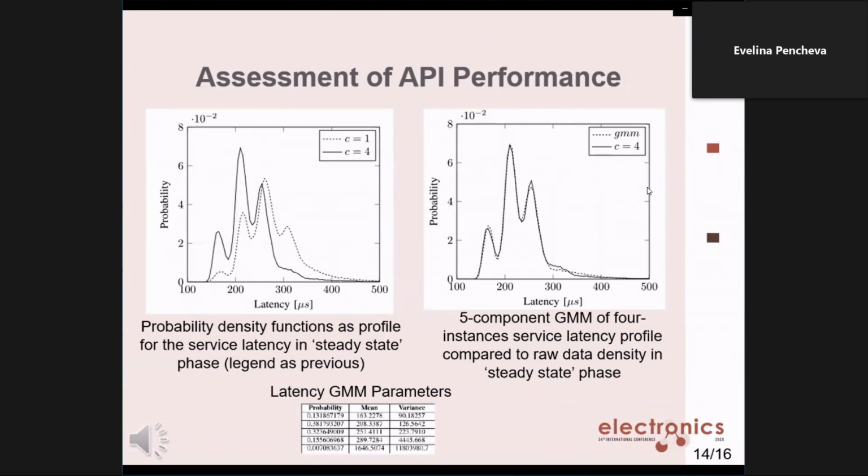By increasing the number of instances from 1 to 4, it becomes clear that, while keeping almost the same shape, the probability density function of latency moves to lower values as a whole. The figure on the right depicts the Gaussian mixture model of the steady-state latency in the case of 4 serving instances.